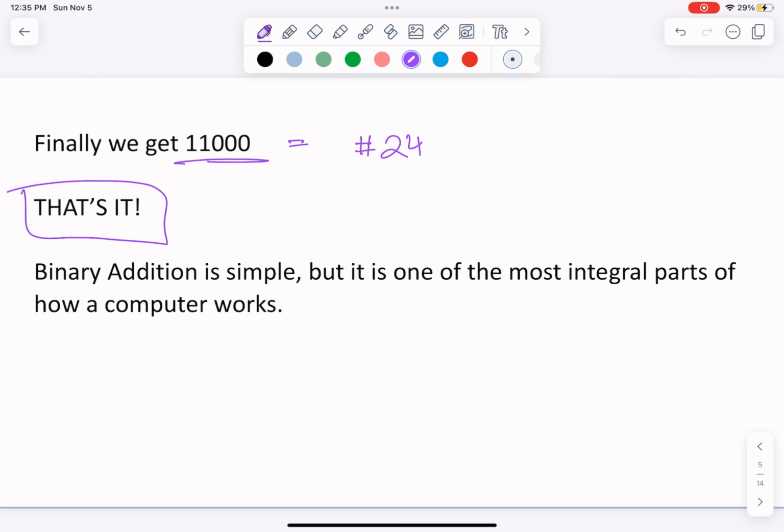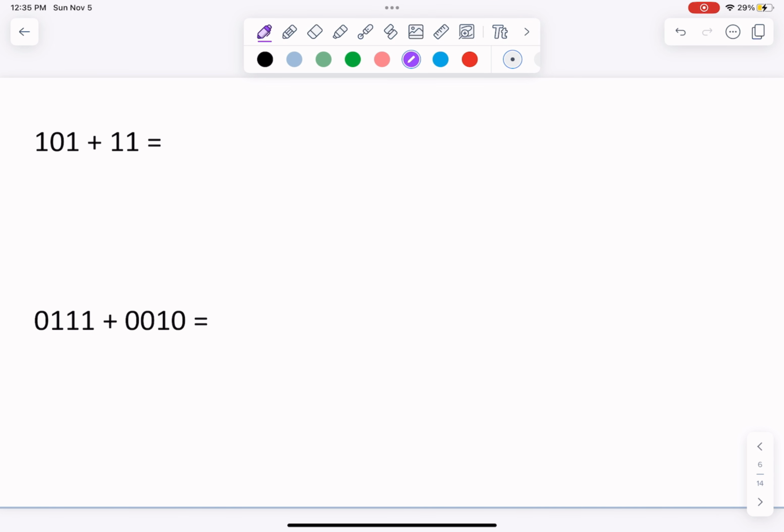Wonderful. That's it. That's all of binary addition. It's very simple, but it is one of the most integral parts of how a computer works. Let's go over a couple more examples to make sure we understand the concept. 101, what is this in decimal? 5. And 11 is 3. And we should get 8.